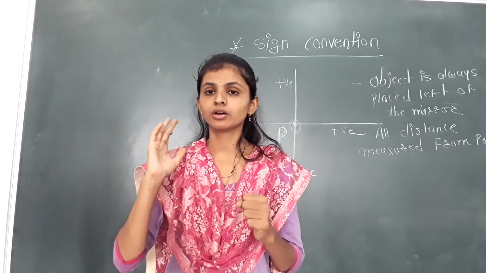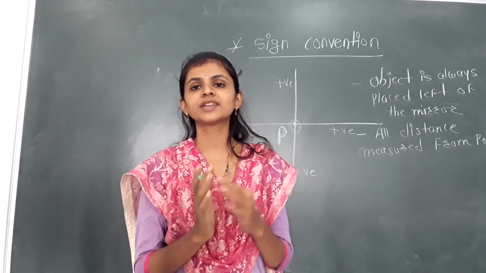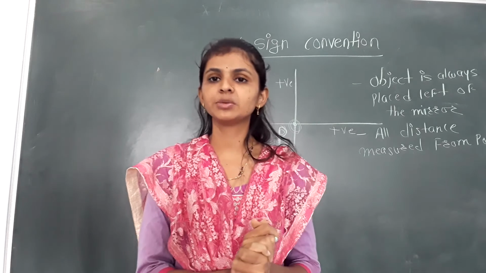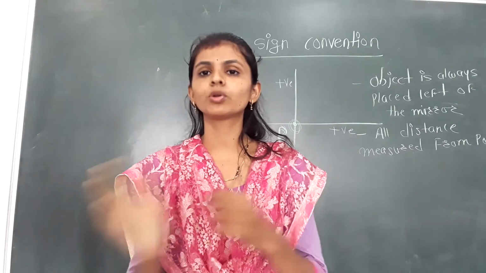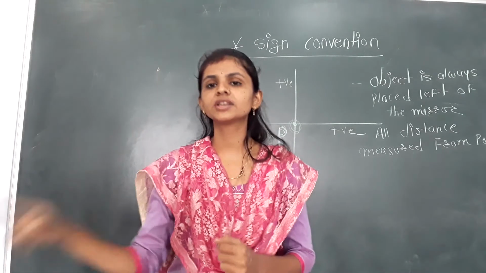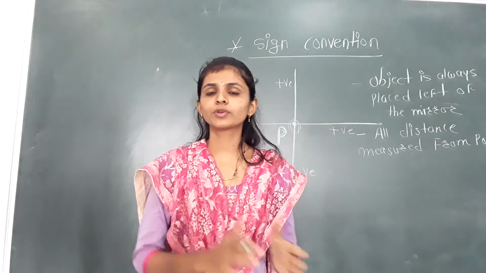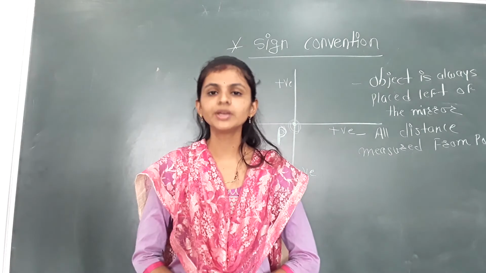Here u means the distance between the pole and the object, and v is the image distance. When each will be positive and when negative, that chart I will forward.